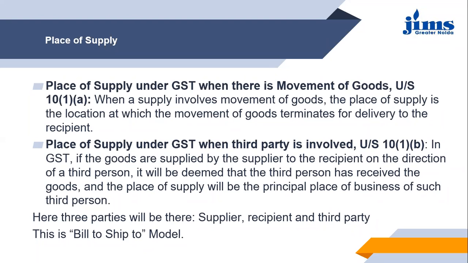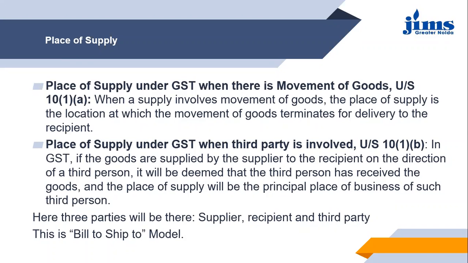So under the first point here, in discussing the place of supply, as you can see, the first point says place of supply under GST when there is movement of goods. Now you all know very well, as we have discussed in the previous sessions also, what is movement of goods. Movement of goods involves the physical movement of goods from one place to another, where the supplier is giving the delivery of goods and moving the goods from its location to the location of the recipient. That is movement of goods.